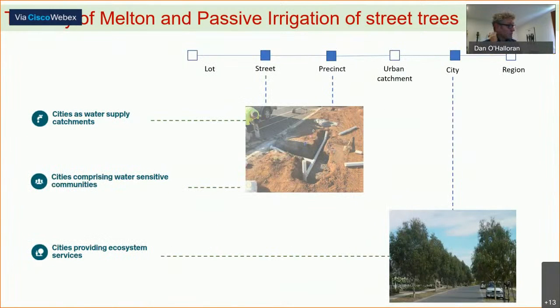So if we look at our water sensitive cities outcomes, we are supplying water on a street and precinct scale to these trees, water that would otherwise have been manually provided. But indeed, over time, these trees aren't manually watered, and there's a risk that they would die or not thrive. So the water that is provided is really more to ensure their survival and that they're healthy.